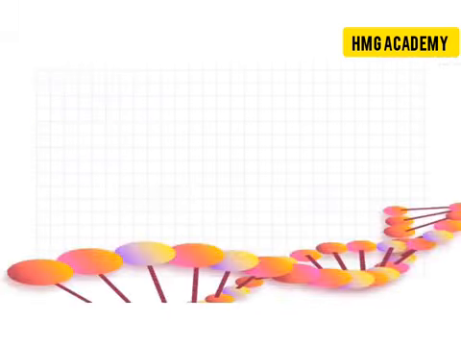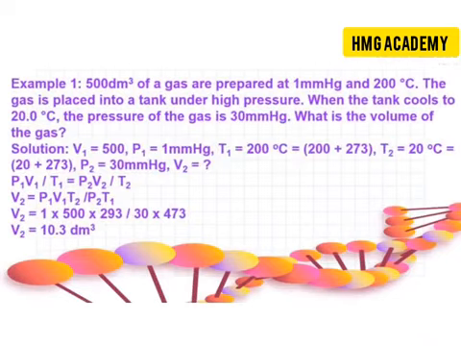So let's take a quick example. Example 1. 500 dm cube of a gas is prepared at 1 millimeter mercury and 200 degrees Celsius. The gas is placed in a tank under high pressure. When the tank cools to 20 degrees Celsius, the pressure of the gas is 300 millimeter mercury. What is the volume of the gas? So let's look at the solution now.